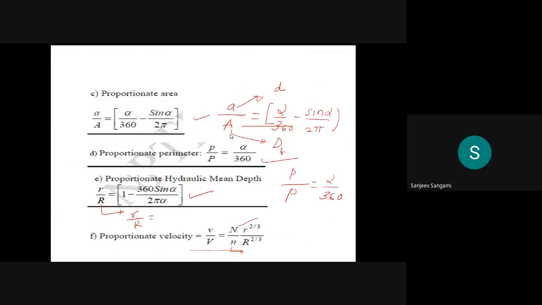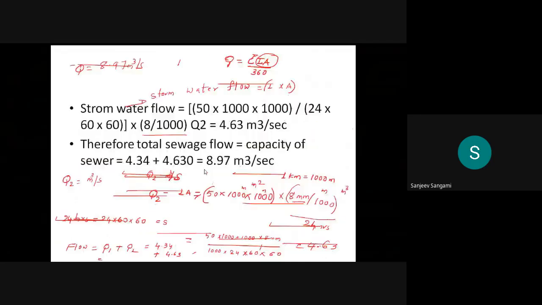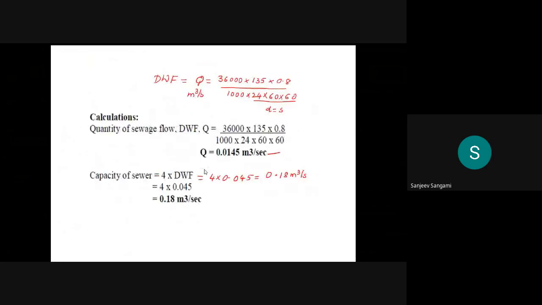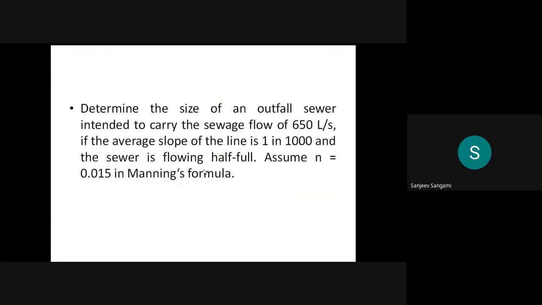We have discussed some of the empirical formulas which are related to when it is partially flowing, half, or 20% or 30% or 40%. Then we have to use this kind of formulas. So this is a problem related to the dry weather flow as well as the wet weather flow. That also we have discussed.